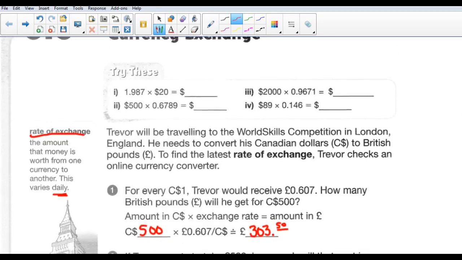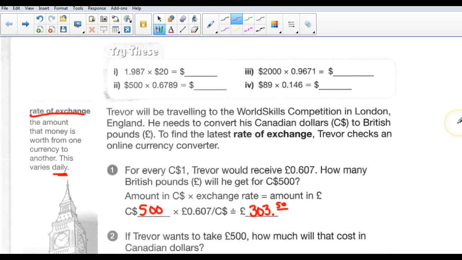Talking about currency exchange, we're talking about money and currency from different countries of the world. So we need to know what the rate of exchange is, and the rate of exchange is just the amount that money is worth from one currency or one country to another, and it varies daily. Okay, let's do the first example.